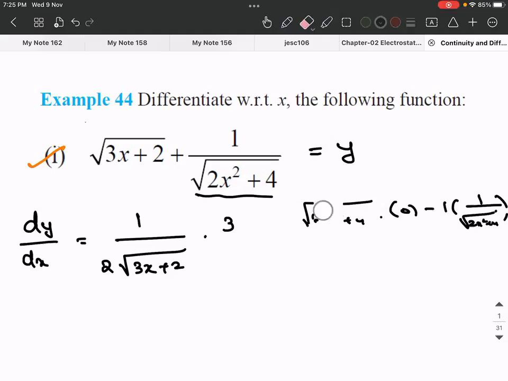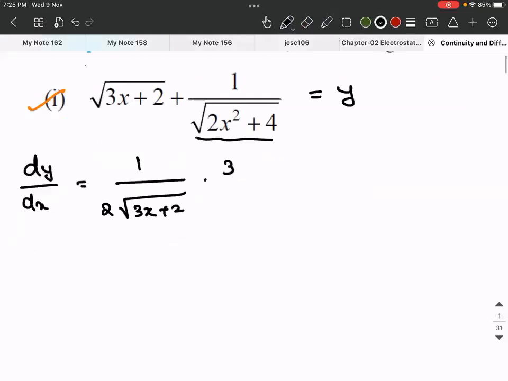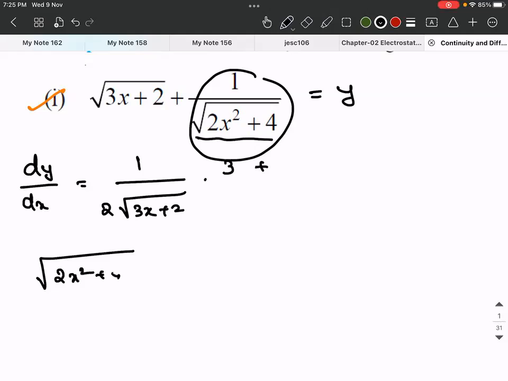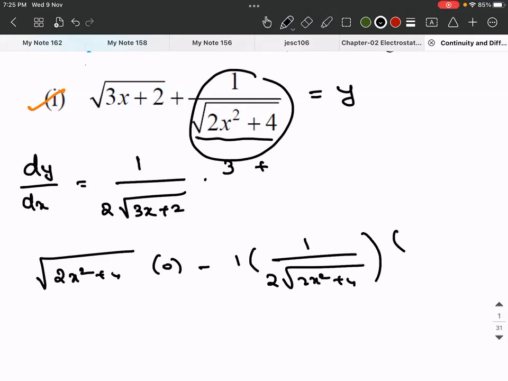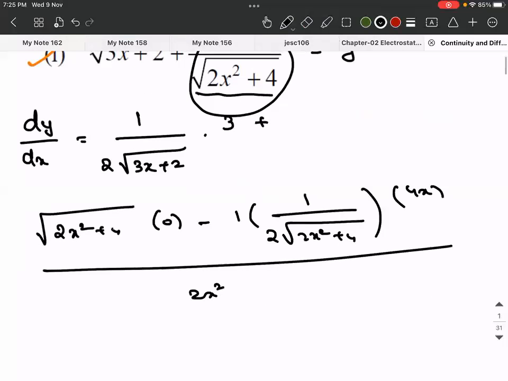I'll do one thing. The problem is we have less space today, so I'll do it separately. So v into derivative of u is 0, minus u into derivative of v is 1 by 2 root of 2x square plus 4 into derivative of 2x square, which is 4x, the whole divided by 2x square plus 4.